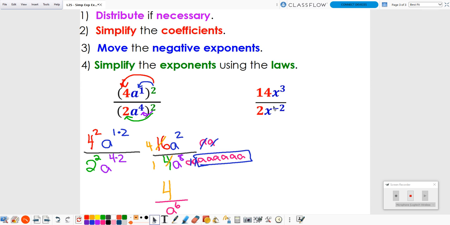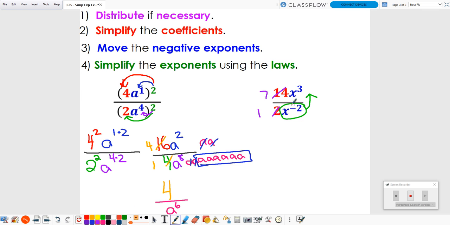Okay, last problem. Nothing to distribute. We're going to simplify our coefficients here. So we have a 14 and we have a 2. 14 divided by 2 is 7. Okay, next we're going to move those negative exponents. So this is my negative exponent. I'm going to take that and move it up to the top.